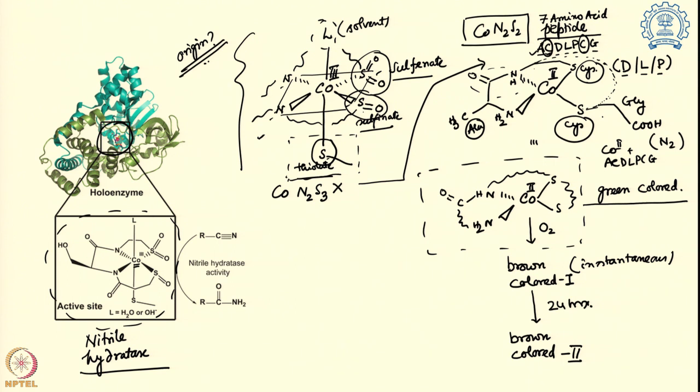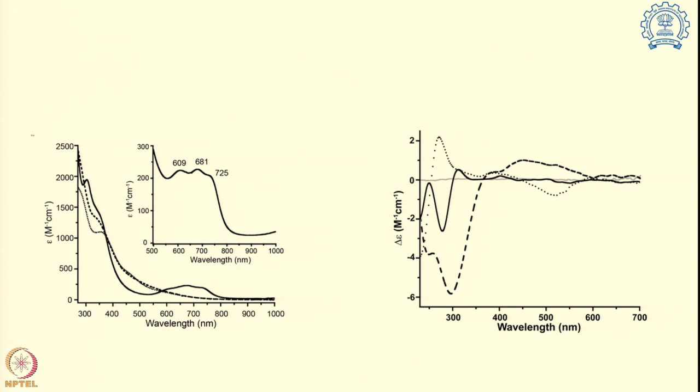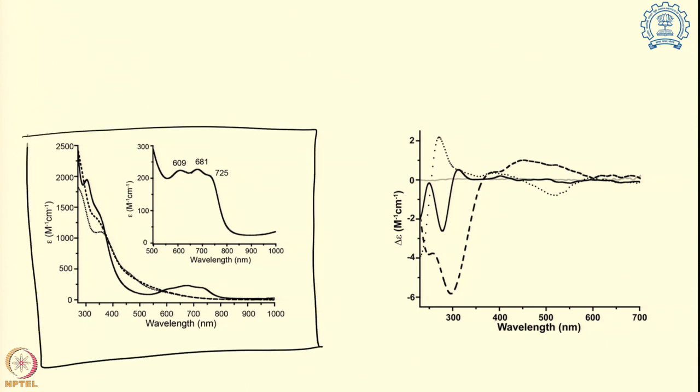So for that, first we take the optical spectroscopy, and over there we found the following. So this is the optical spectroscopy of those molecules. And over here the solid line is the initial green colored solution, which is the cobalt 2 and peptide connected system, where the two cysteines are bound with thiolate groups. How do we know? Over there you can see it is a green colored solution, so obviously it has a particular band in the visible region, which is showcased over there.